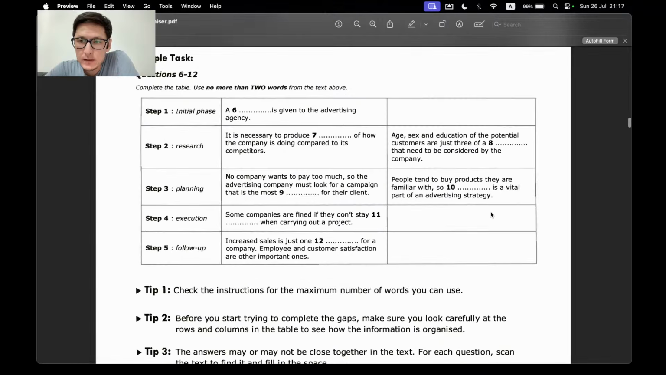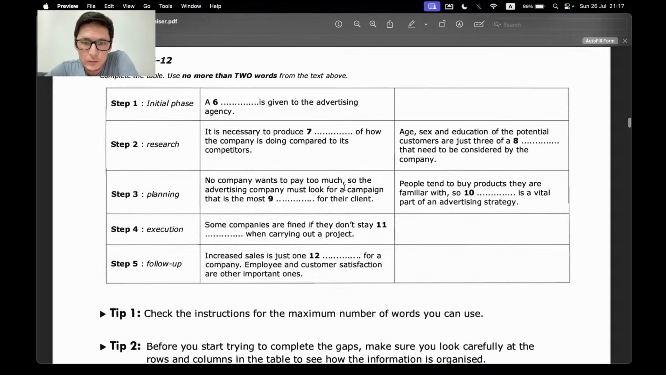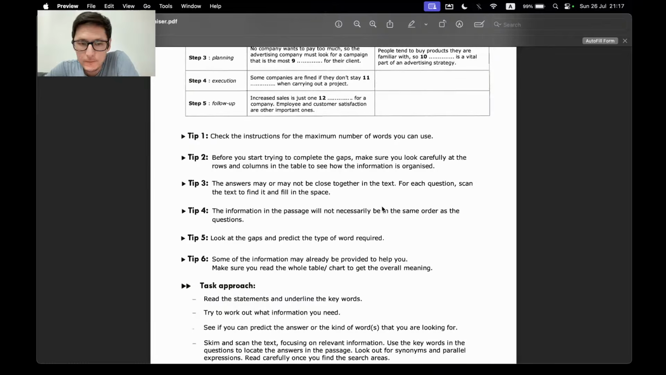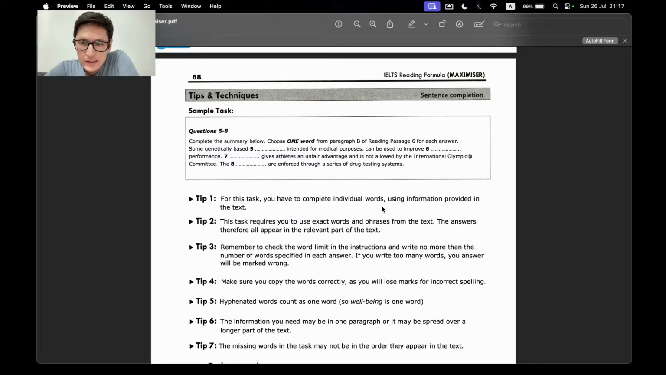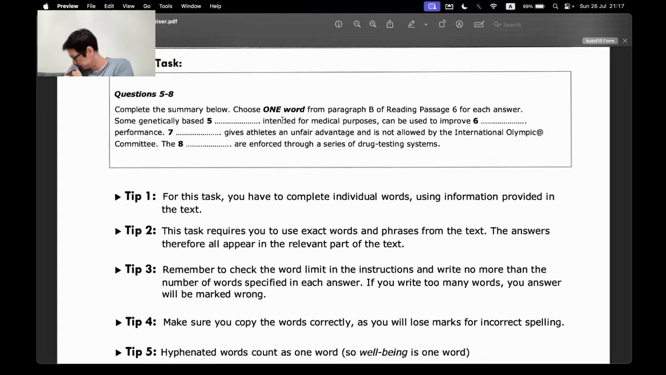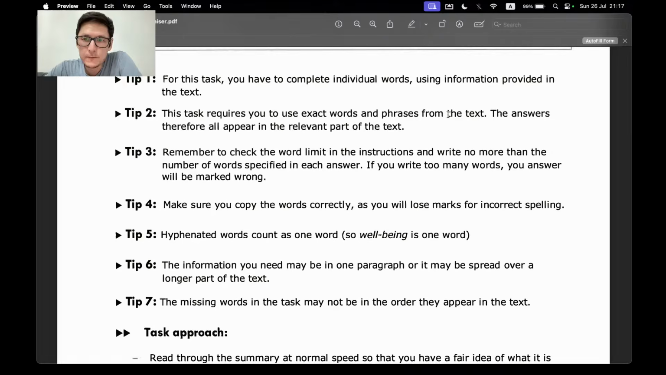We need sentence completion, table completion. Okay, 1 word only or 2 words only. It's easy. You can find it in the text itself. Sentence completion here. So you can choose only 1 word from the paragraph. First of all, use exact words and phrases from the text. You have to use exact words. You don't have to change the words, okay?